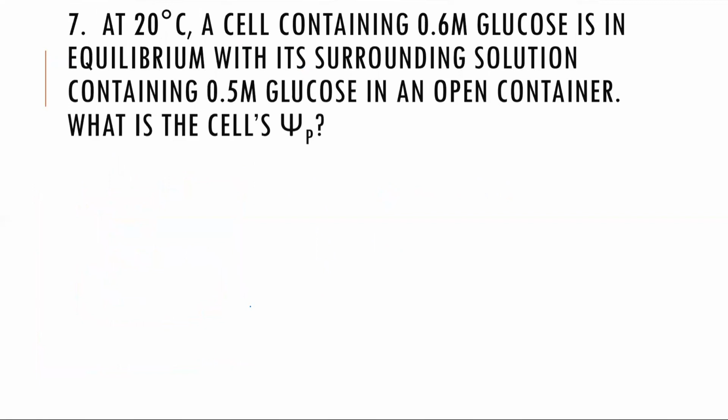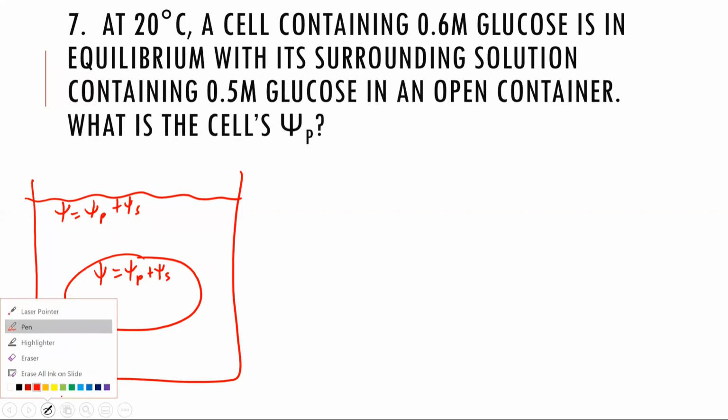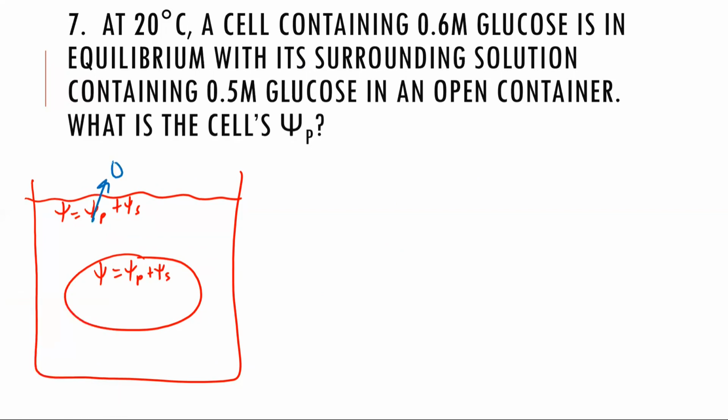The next question, we have a cell, again, containing that much glucose, in equilibrium with the surrounding solution. It's in an open container. So I set up my problem once again with the basics. Oh, that looks like a T, even more than the other ones. All right, so this time I know my pressure potential out here is 0. The solution contains some amount of glucose, and the cell contains some amount of glucose. So I don't know anything else at the moment. I'm trying to find that.